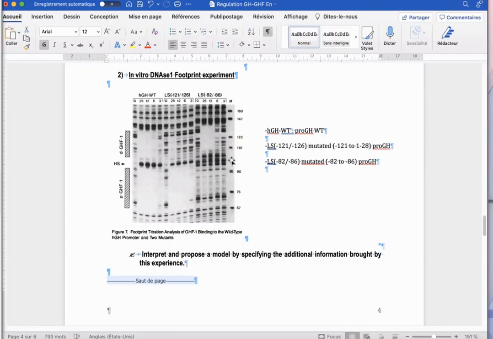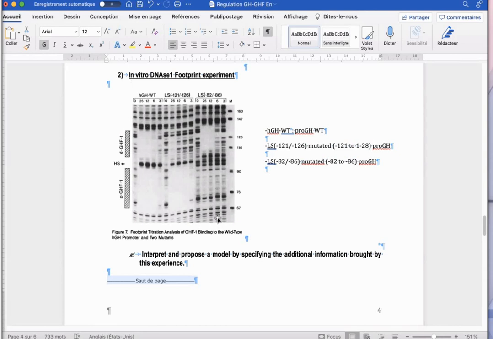Let's imagine that the separation is around position -100. The top part is the site of interaction of the blue protein that has been mutated in the mutant LS 121-126. That is the place where the blue protein should bind. And -82 to -86 is the site where the red protein should bind. All right? Is it okay?